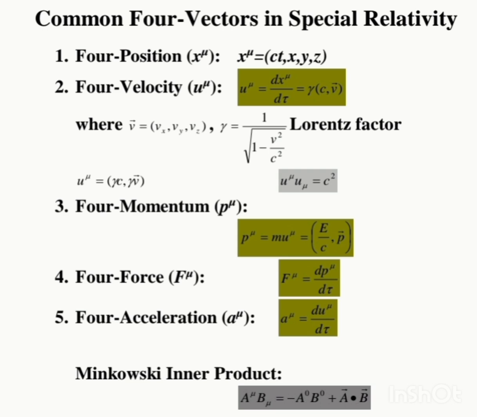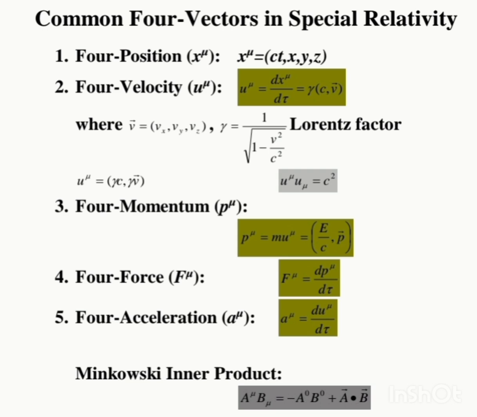Space-time. In special relativity, space-time is a unified structure consisting of three spatial dimensions x, y, z and one time dimension t. A four vector is a vector in this four-dimensional space-time. Common four vectors in special relativity.